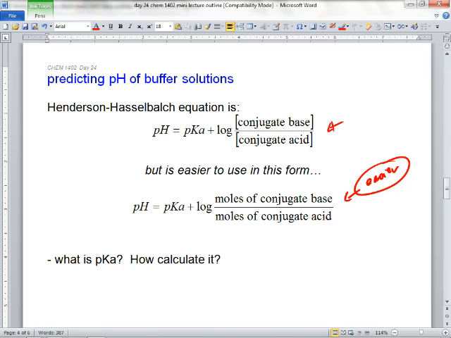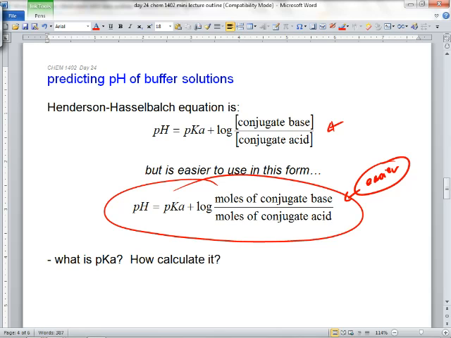The moles are not the same, but the volume is. It's just your blood, right? It's a set volume. It's not going to change on you. The volume for the conjugate base is the same as the volume of the conjugate acid. It's all the same solution, the same beaker, the same blood system or whatever. So the volume doesn't matter. It's just one less thing to worry about. So I like doing it this way.